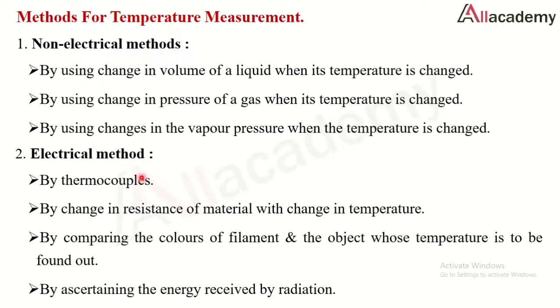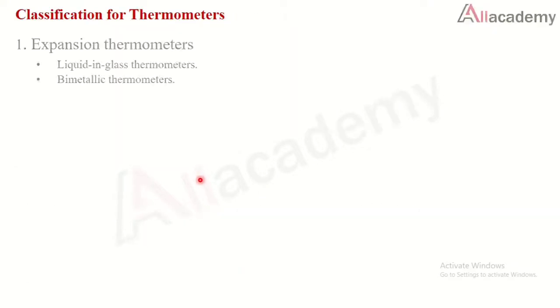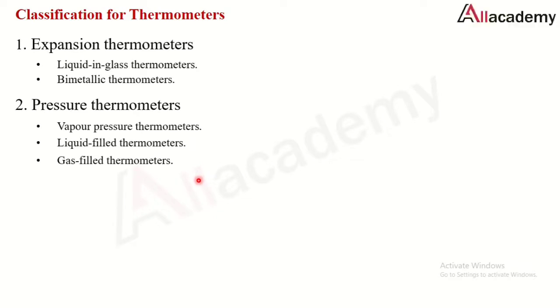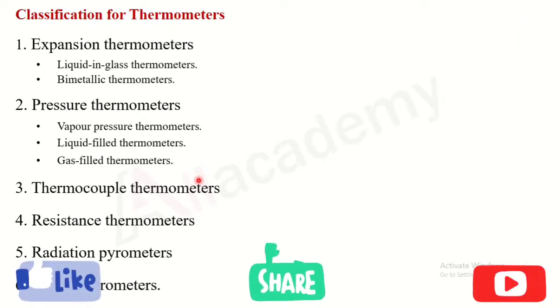Whereas in electric methods, we use some basic electrical concepts like thermocouples, the resistance of a material, energy received by radiation, and the color of a filament. So one is the non-electric method and the other is the electric method. Here no electric concepts are used, and in electric method measurements, some basic electric concepts are used to measure the temperature. Based on these two methods, the thermometers are classified into 6 types.